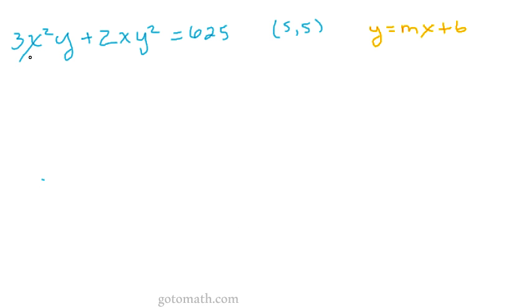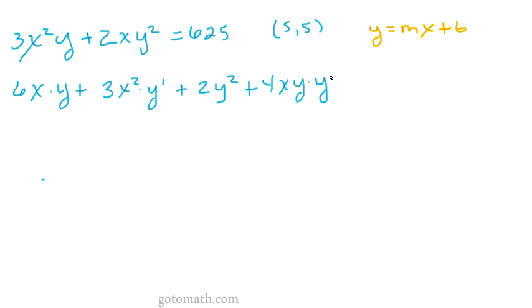So this part right here, we're going to take the derivative of the first part. So this is 6x times y plus 3x squared times y prime plus, and then this is going to be 2y squared plus 4xy times y prime, and that's going to be equal to 0.